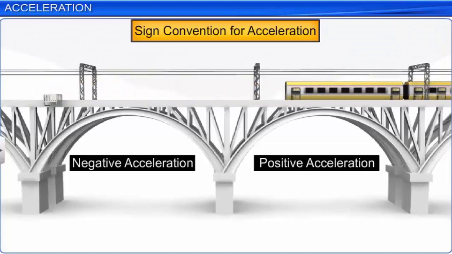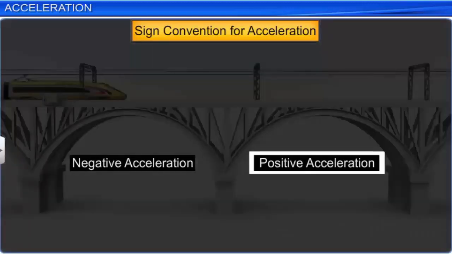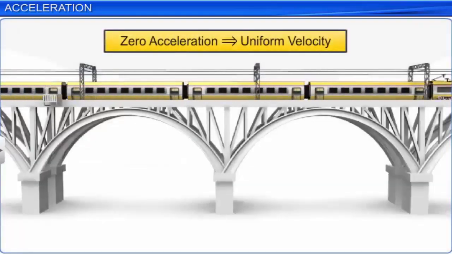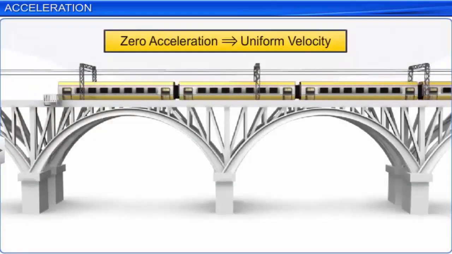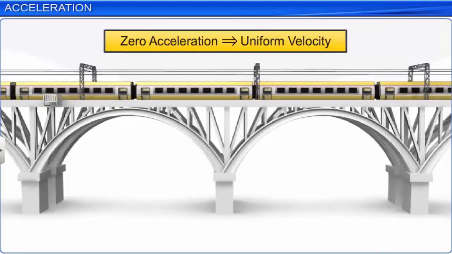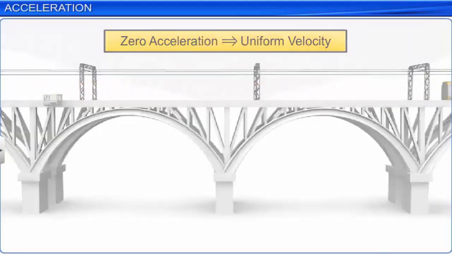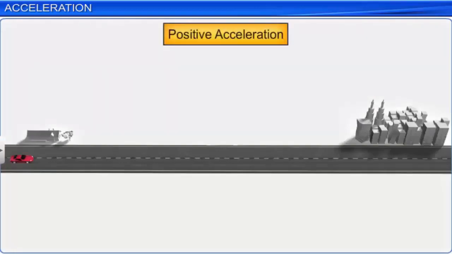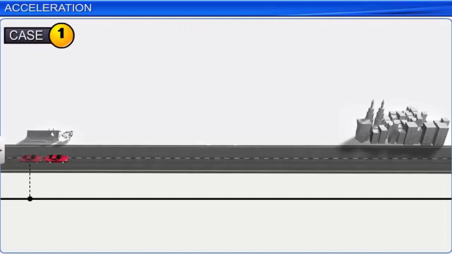Zero acceleration stands for uniform velocity. That is, the velocity does not change with time. Let us consider cases where acceleration is positive. Case 1. Let us consider a body, say, a car moving along a straight line, that is, from point A to B, with increasing magnitude of velocity.